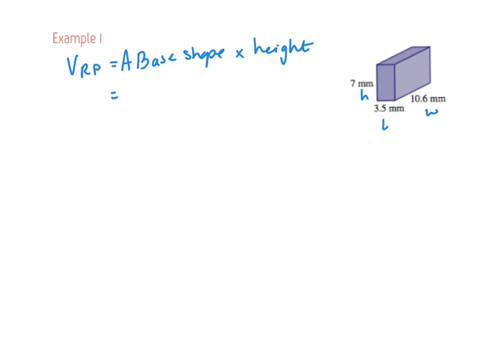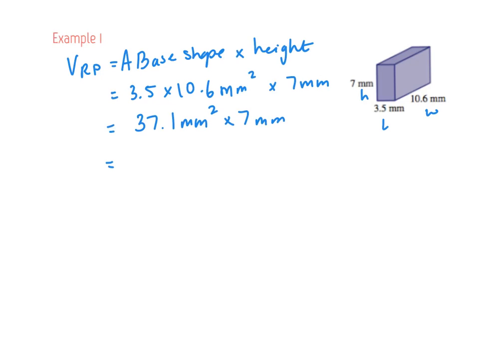So the area of my base shape is 3.5 times 10.6. That's going to be millimeters squared, and I'll need to times that by 7 millimeters. I end up with 37.1 millimeters squared times 7 millimeters, and that gives me 259.7 millimeters cubed. So basically, we need to do length times width times height to give us the volume of a rectangular prism.